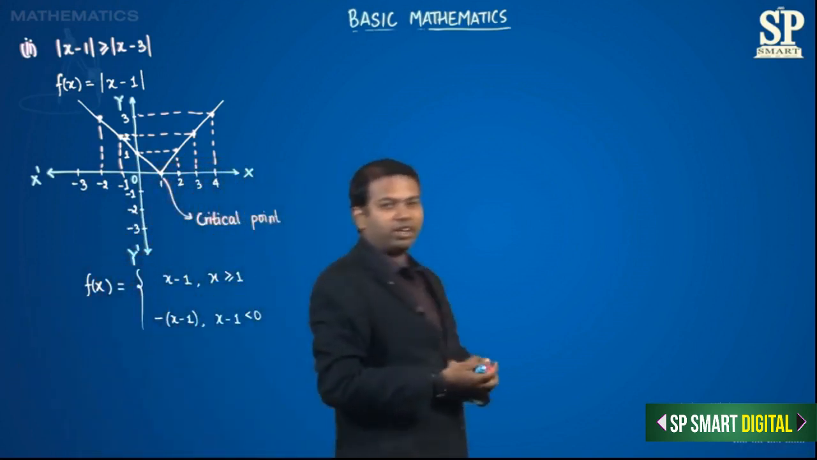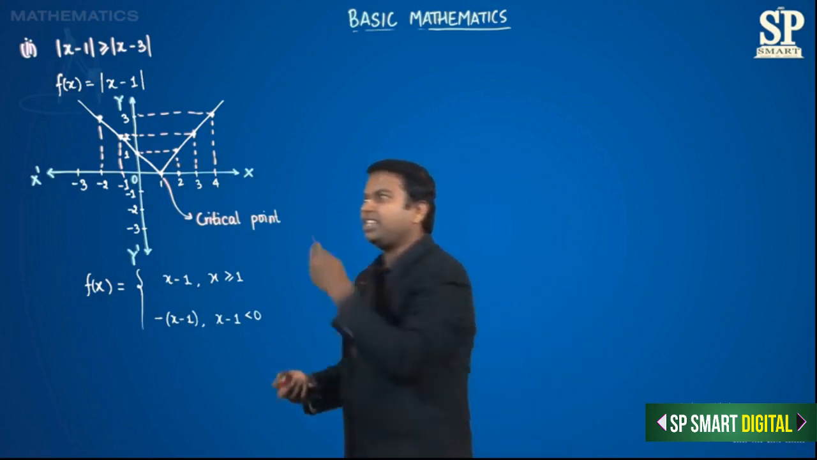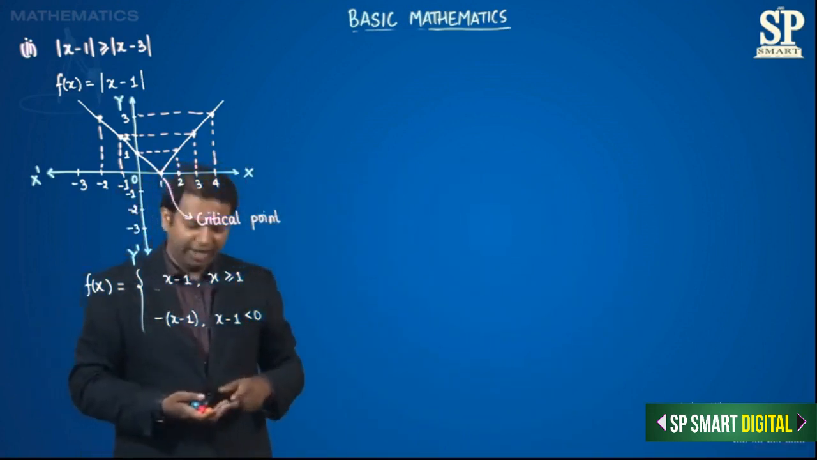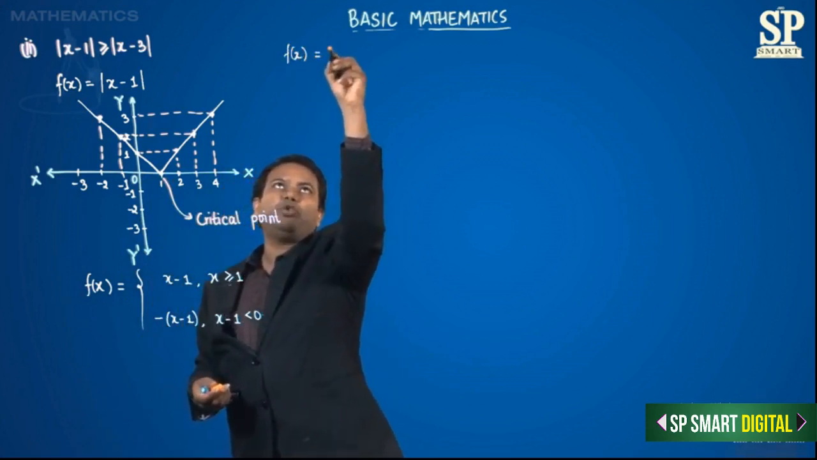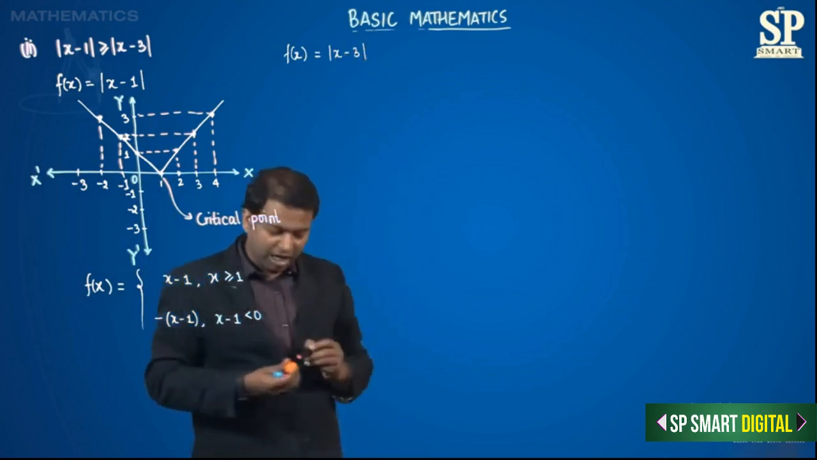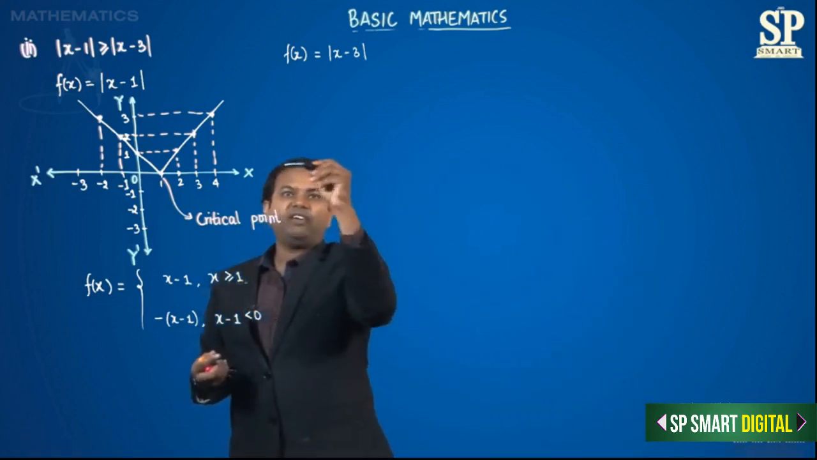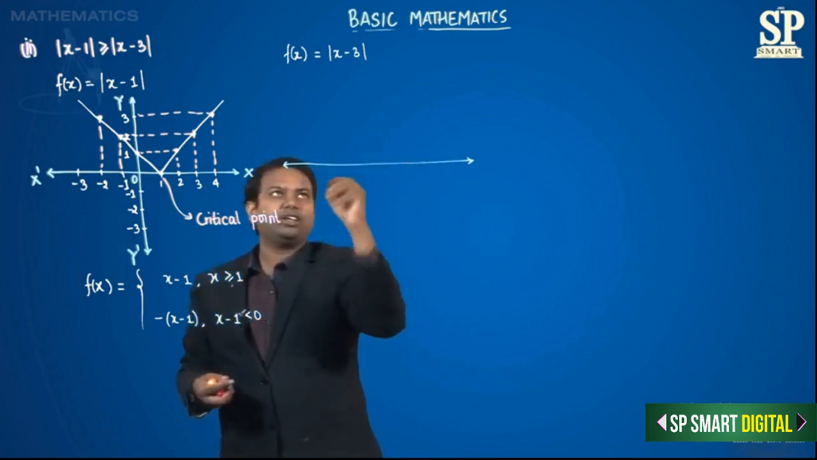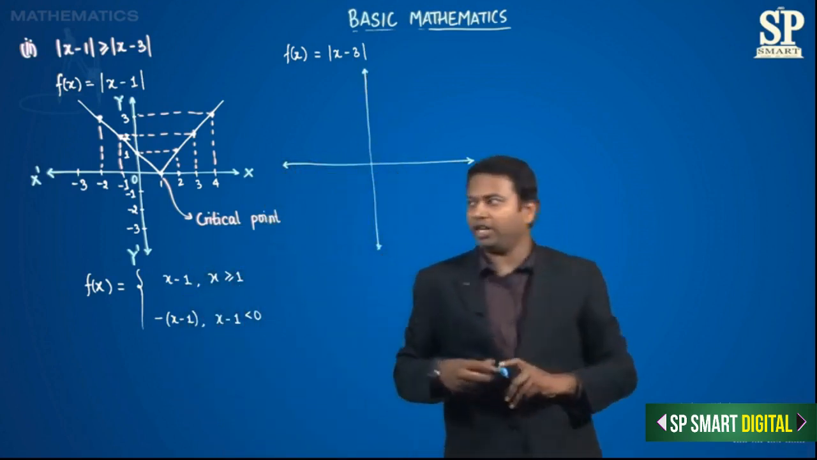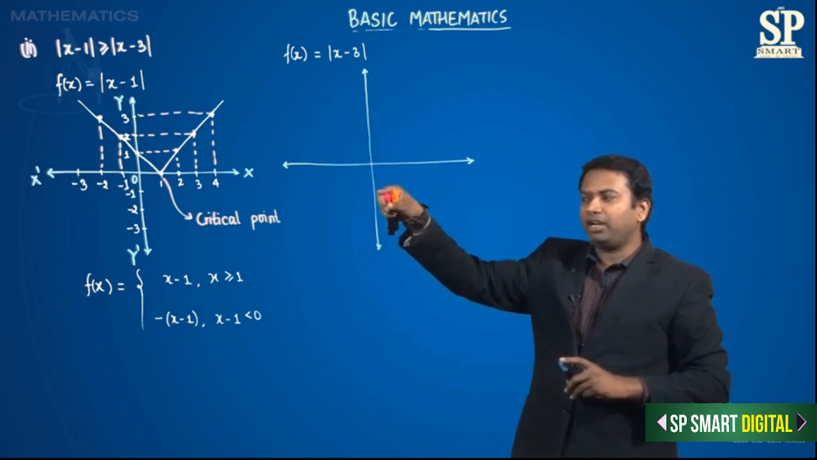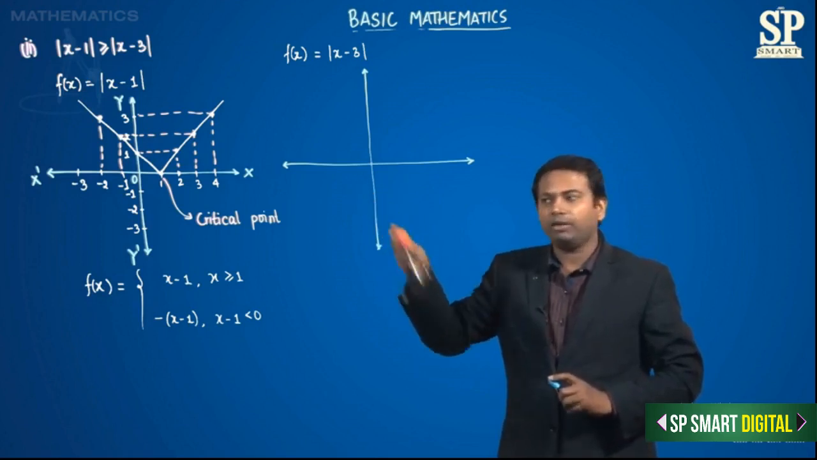Now that we have understood the graph of modulus of x minus 1 and we have also written down the function properly, let us now try to analyze the function modulus of x minus 3. So here the question is, how will the graph of the function modulus of x minus 3 look? Now by repeating the same method, we would find that the graph of this modulus remains exactly the same except for the point that here the critical point is not 1 but it is 3.